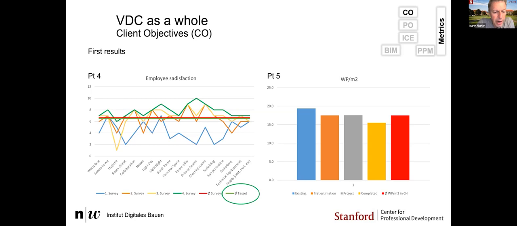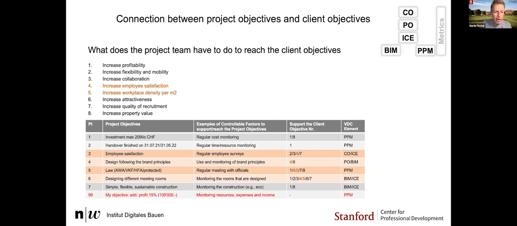But they tracked very carefully, as you can see, the employee satisfaction through repeated surveys. You can also see on the right that they were able to reduce the square meters per workplace from almost 20 to, actually, just over 15, the yellow. And you see in red that the average in Switzerland is quite a bit higher than that. So that's, of course, quite a big benefit to the client. So this was really quite a high performing project for the client, as you can see, by these measurements.